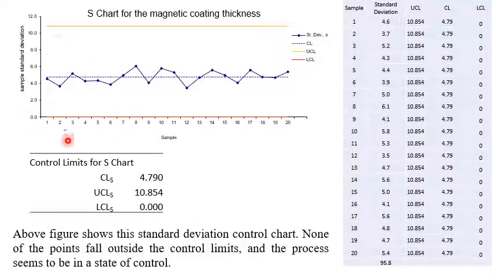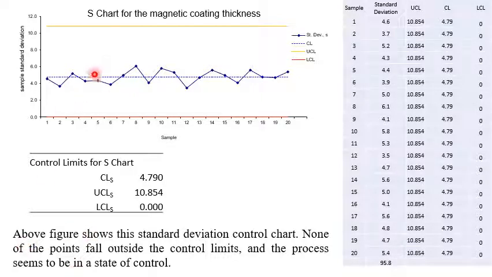So this is the S chart, and the data we are going to use for the preparation of the S chart is here. The sample and standard deviation are given, and we calculated the upper control limit, lower control limit and center line. So we put all the data here, and we plot this graph with the help of Excel. We can also use Minitab software for the preparation of this graph.